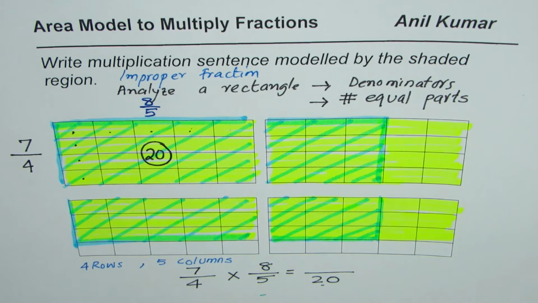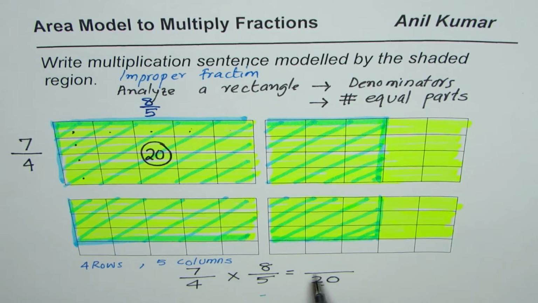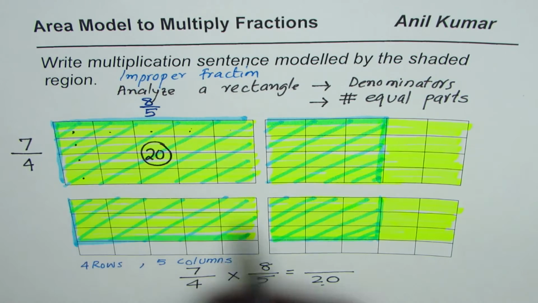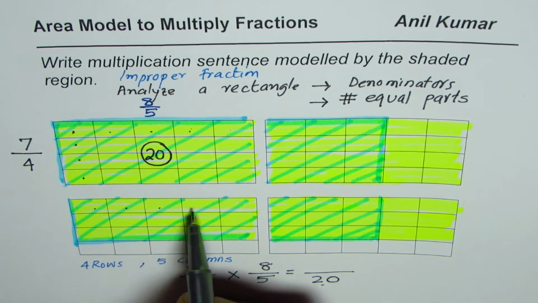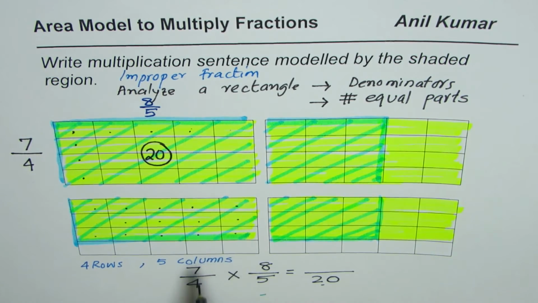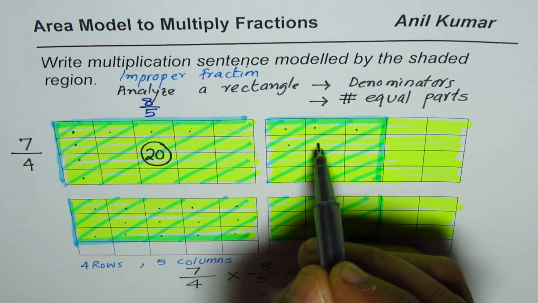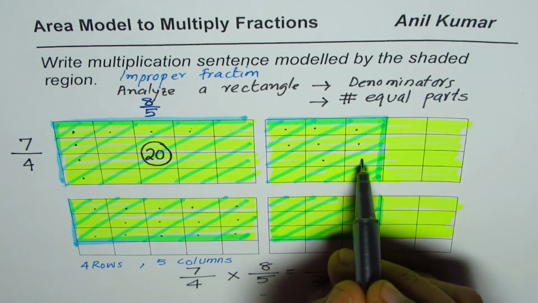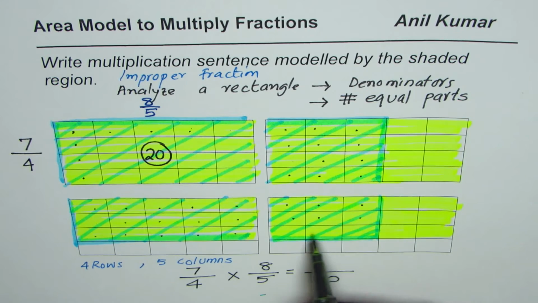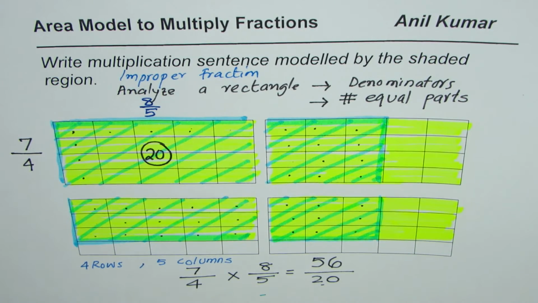That is the total number of parts, right? Now, the numerator is how many of these are shaded. So we just count, continuing after 20: 21, 22, 23, and so on, up to 56. So we get the number 56. And 56 is also 7 times 8. So that's a way to multiply improper fractions.